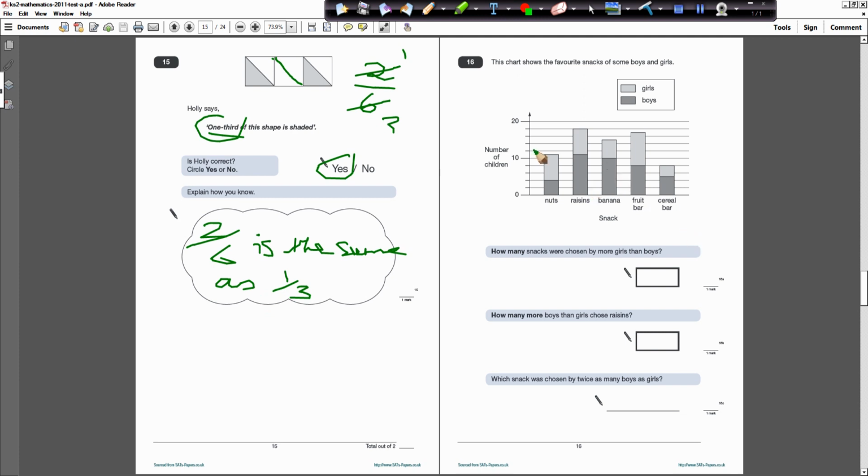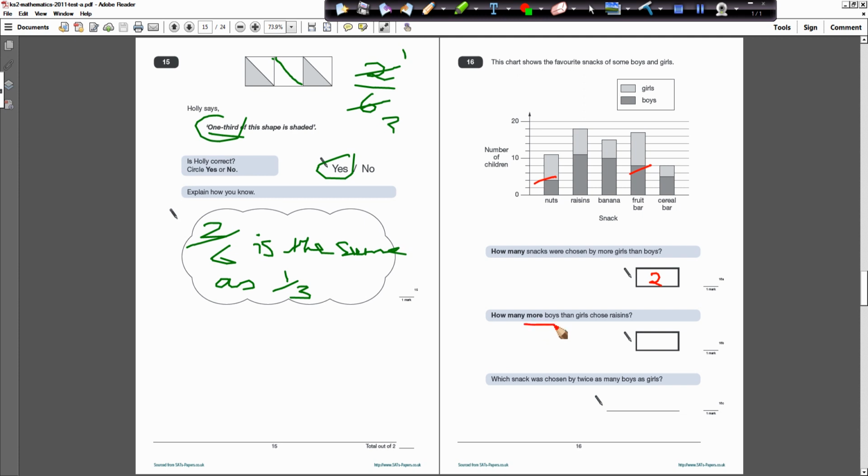Okay, last but not least, question number 16. This chart shows the favorite snacks of some boys and girls. The girls are the light grey, the boys are the dark grey. How many snacks were chosen by more girls than boys? How many? So we're looking for the light grey bar being bigger, which is in this one. Okay, the light grey is bigger. That one smaller, smaller, smaller. What about fruit bar? We have 1, 2, 3, 4. We have 1, 2, 3, 4. And that one, yeah? So how many of them are they? How many snacks? 2. Okay.